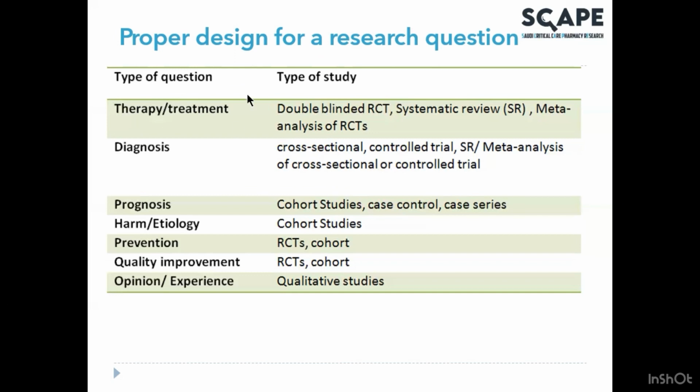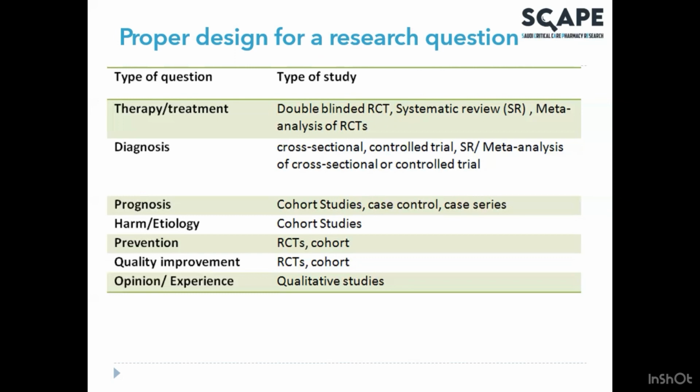But what if you are studying a diagnosis, like in lab or in radiology? The most appropriate study design for diagnosis research is the cross-sectional. And it can be a controlled trial, or a systematic review and meta-analysis of cross-sectional or controlled trials. But the cross-sectional here is not like the survey type of cross-sectional. It can be done with specific criteria that suit the diagnosis type of research.